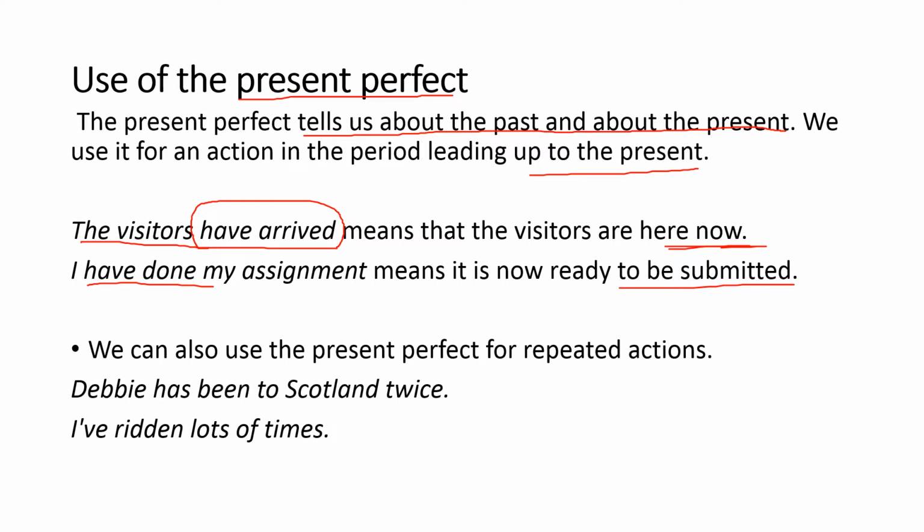We can also use the present perfect for repeated actions, the actions which are done more than one time. When we say Debbie has been to Scotland twice, it means that up to this moment, Debbie has been to Scotland two times, and we expect that she may go again in the future. Another example: I have ridden a lot of times. It means that I have done this before many times and I may do it again in the future.